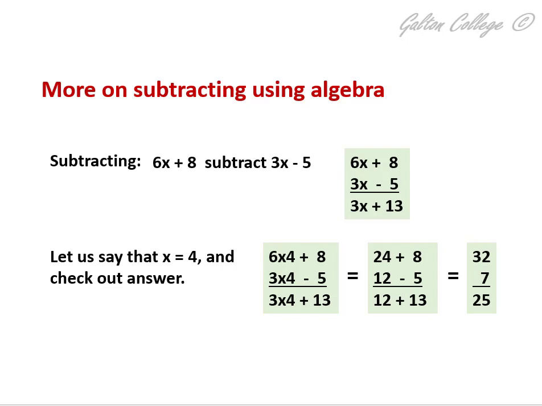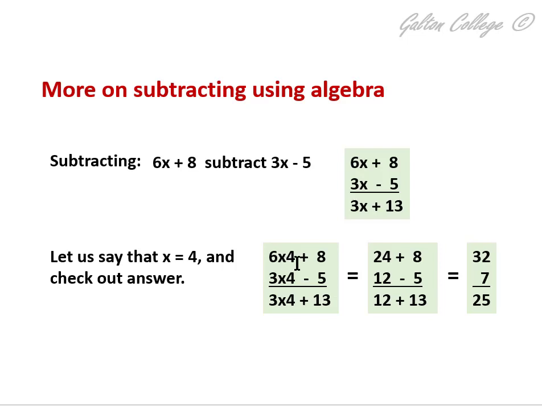Let's say that x equals 4. We can make x equal any number, but 4, why not? We could make it equal 5 or 10 or whatever you want. It should work out just the same. We'll just make it 4, just to see how it works. Now, here's our original expression. So we have 6x plus 8.